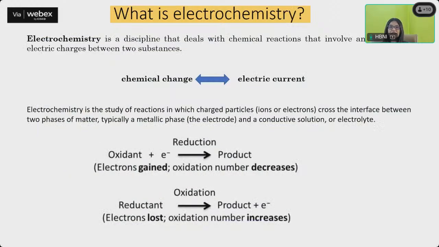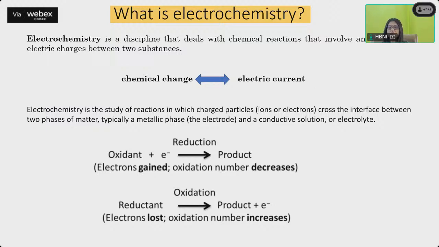So what exactly is electrochemistry? We can define it as a discipline that deals with the chemical reactions that involve an exchange of electric charges between two substances. The chemical change is going to produce an electric current and vice versa.